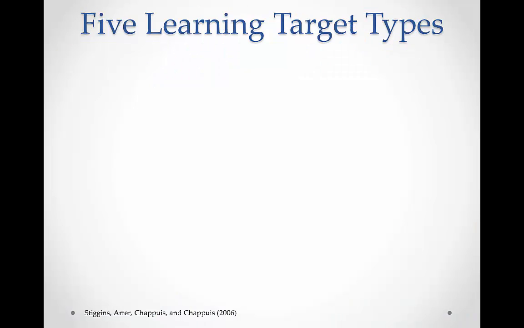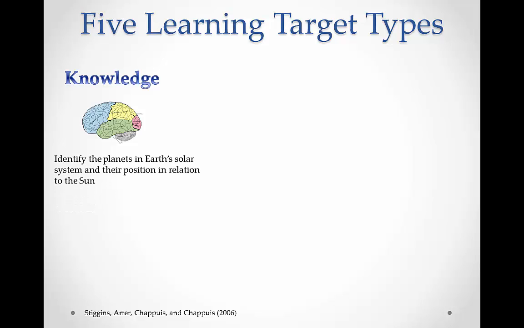Now, according to Stiggins, Chappuis, and Chappuis, there are 5 types of learning targets that we will quickly review. First, there are knowledge targets. Knowledge targets represent information that students need to understand or recall or list, etc., or something students should be able to do. An example would be identify the planets in Earth's solar system and their position in relation to the sun.